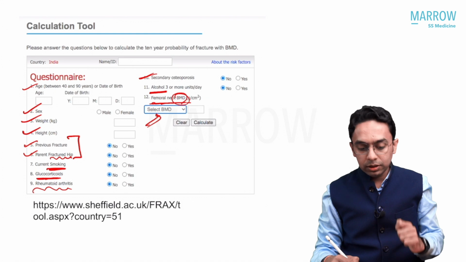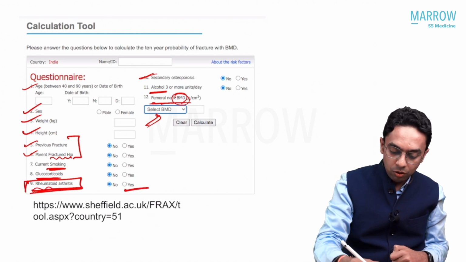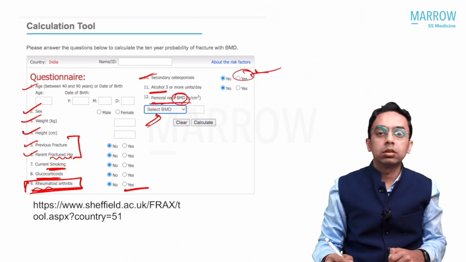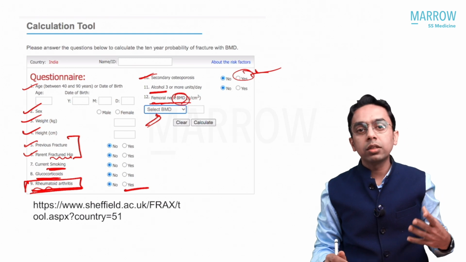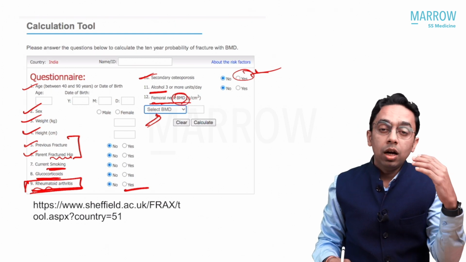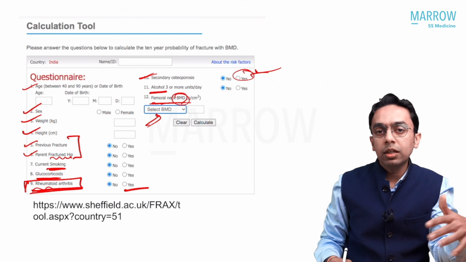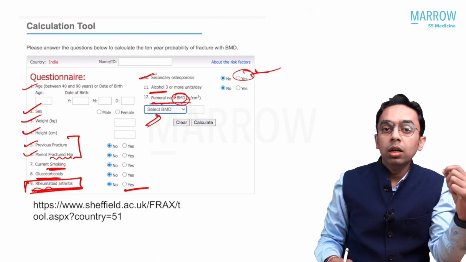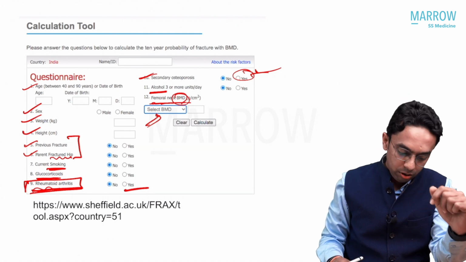If the patient is diabetic, then we may take rheumatoid arthritis as yes, or secondary osteoporosis as yes. Any one of them. Okay, so this is a modification in the fracture score, because in a diabetic patient the BMD may increase. Still they may have increased risk of fractures because the microarchitecture is defective. The bone quality is not that good.